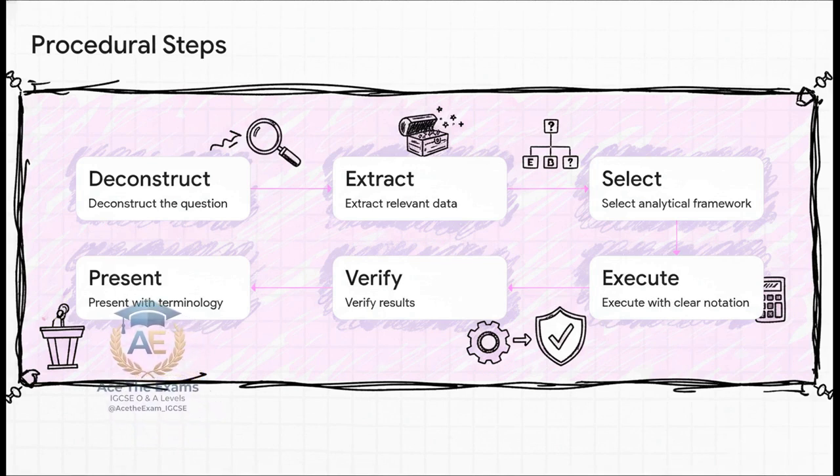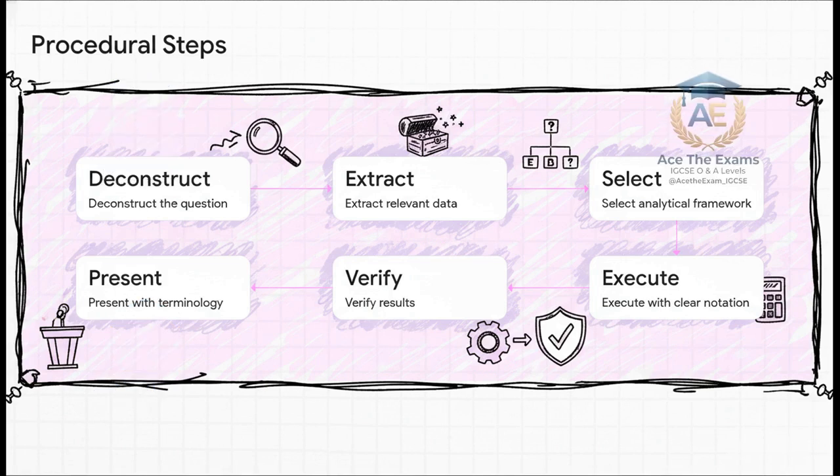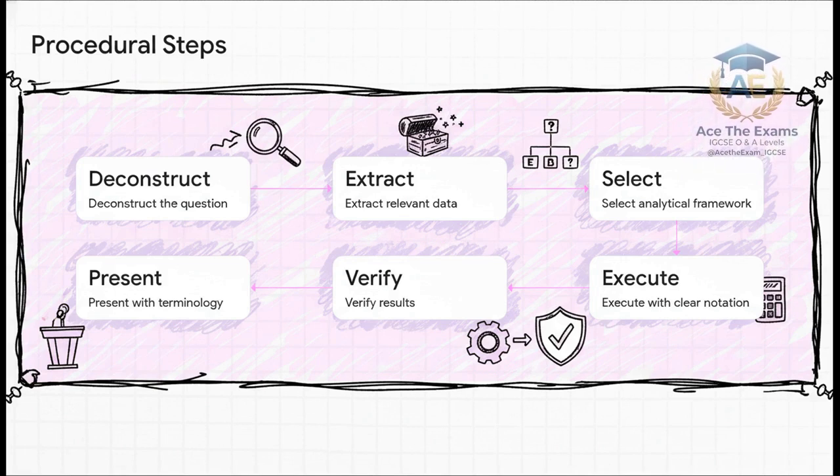Step 1. Deconstruct the question. Isolate the command word and the constraints. Step 2. Extract the relevant data from the stimulus materials. Pull out only what you need. Step 3. Select your analytical framework. You have to decide immediately, is this a policy change, an estimate change, or an error?